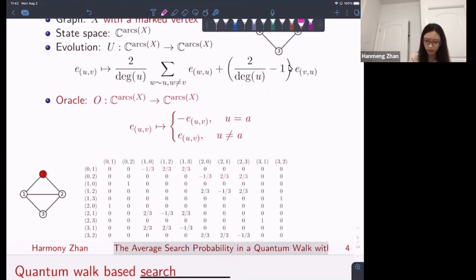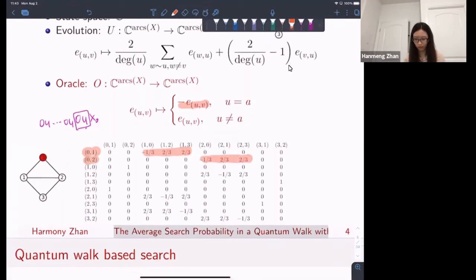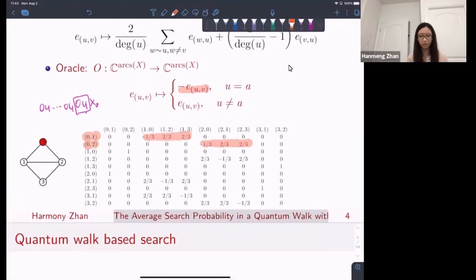If the initial state is x0, then the algorithm looks something like O, U, O, U, and so on. So it's helpful to know what this OU looks like. And if you think about it, this is really just the same as U, except for a few rows. The rows indexed by the outgoing arcs of the marked vertex, because the oracle negates everything in those rows. So here, I just negate all these numbers. And that is our new transition matrix with the oracle.